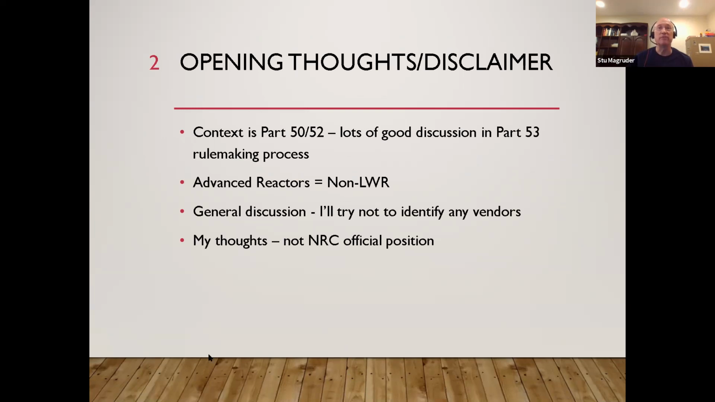So first, some opening thoughts and a disclaimer. The context of my discussion today is going to be Part 50 and Part 52 licensing, because that's where we are now. The vendors that are interacting with the NRC now are all planning either a Part 50 or Part 52 application. But I do want to say that there is a lot of good discussion in the Part 53 rulemaking process now. And I think we've actually even gone to monthly meetings on Part 53 and got a lot of good input from folks. And at the very end of my presentation, I'll show you a link on how to get to more information on the NRC website about that.